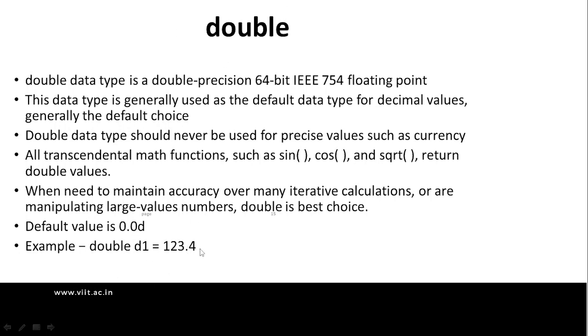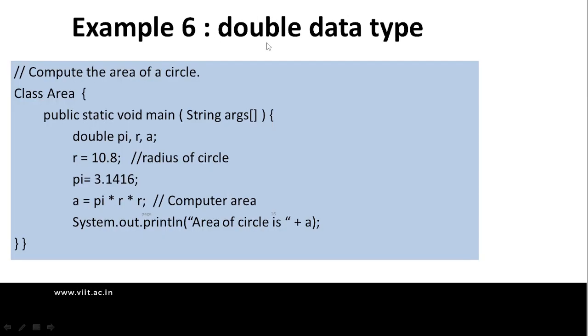So double d1 equal to something. If you don't mention d, then by default this will be treated as d. Normally for calculations, I have some variable like pi, I know 3.1416, then r is 1.8, and I need the calculation of r square, so that area is pi into r square. In this way you can calculate. The same program we will try.